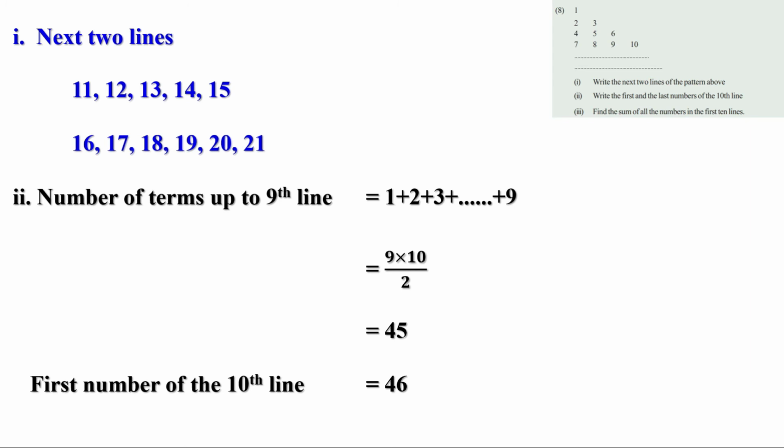Now in the 10th line there are 10 numbers. 46 is the first number in the 10th line, which means there are 9 more numbers. So the last number is 46 plus 9, that is 55.